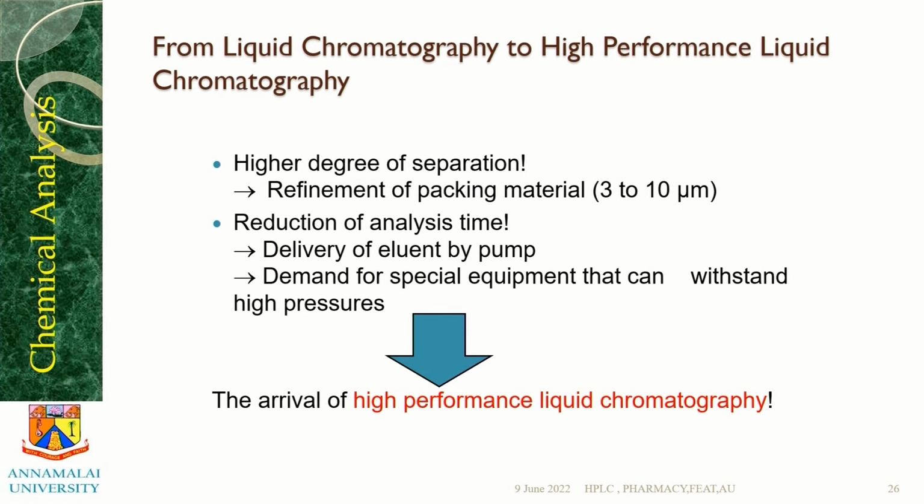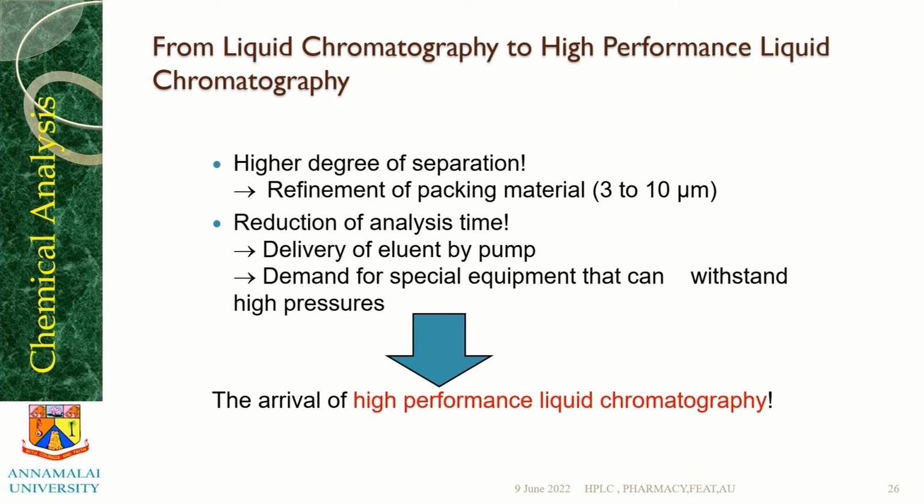From liquid chromatography to high performance liquid chromatography. What is the difference between liquid chromatography and high performance liquid chromatography? It is the high degree of separation. The resolution is high. The separation between the two peaks will be clear, and the baseline separation will be exactly defined, well defined. Refinement of the packing materials, that is the column material packed with silica gel, is 3 to 10 microns. So, the separation will be more efficient, and there is a reduction in the analysis time.